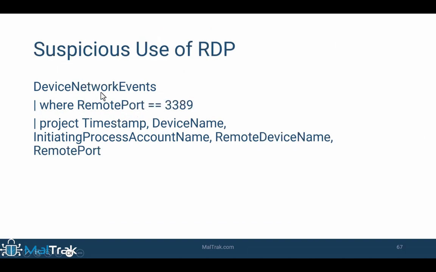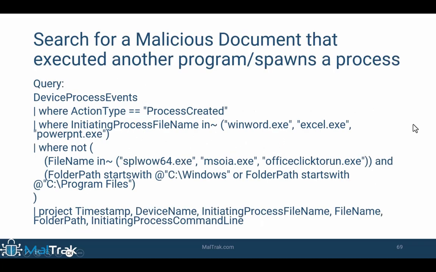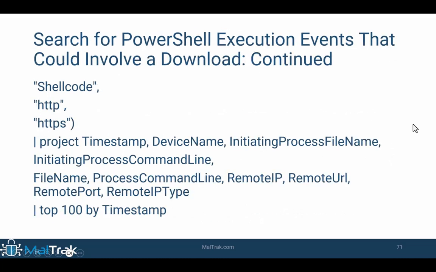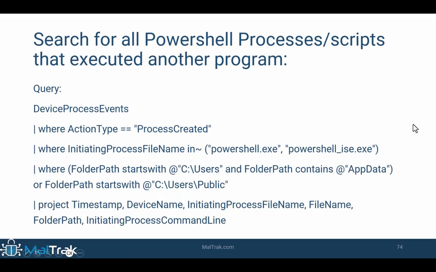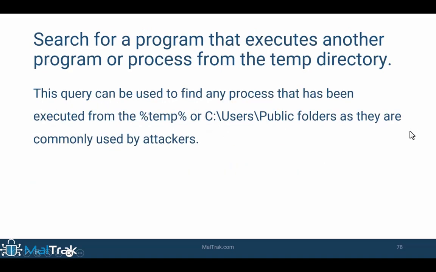Suspicious use of RDP, so you look at device network events and you're just looking for all instances of RDP, to see if they're available. Searching for suspicious documents spawning another process, we've been through that. Partial events that could involve a download, we've been through that. Partial scripts, we're not going to rehash that. DLLs, we've been through that too.